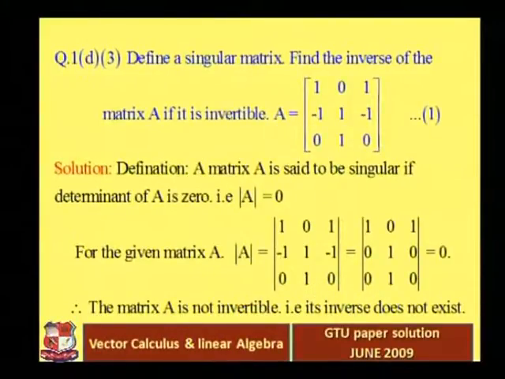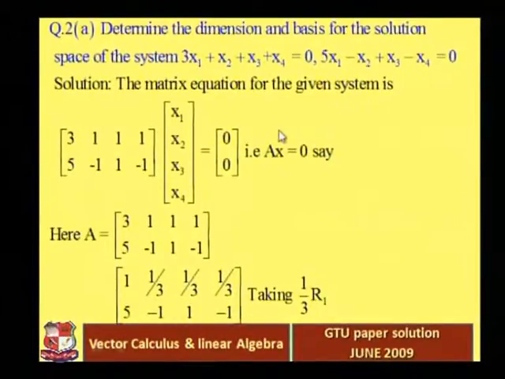Next question, question 2. The first question is asked for 14 marks and it is a compulsory question. The next question, question 2: Determine the dimension and the basis for the solution space of the system 3x1 plus x2 plus x3 plus x4 is equal to 0, 5x1 minus x2 plus x3 minus x4 is equal to 0.